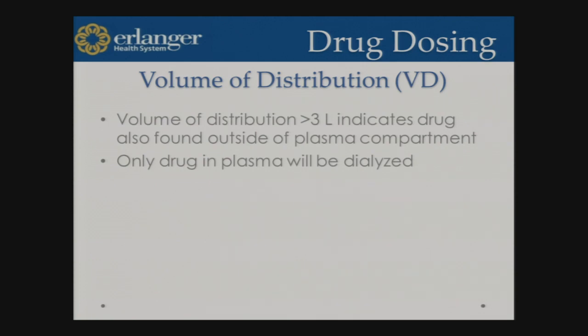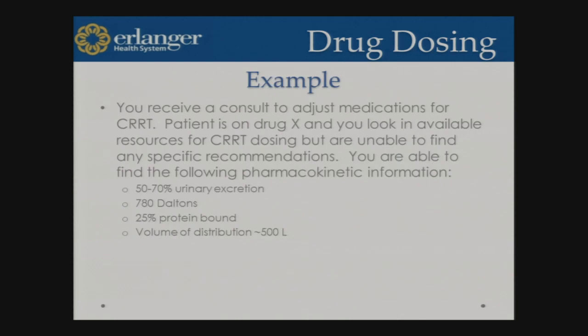So if a drug has a volume of distribution of greater than 3 liters, it indicates that it's found more in the tissues and outside of the plasma. And so again, only drugs within the plasma are going to be dialyzed. So let's put all of these drug properties together and think about a patient case.